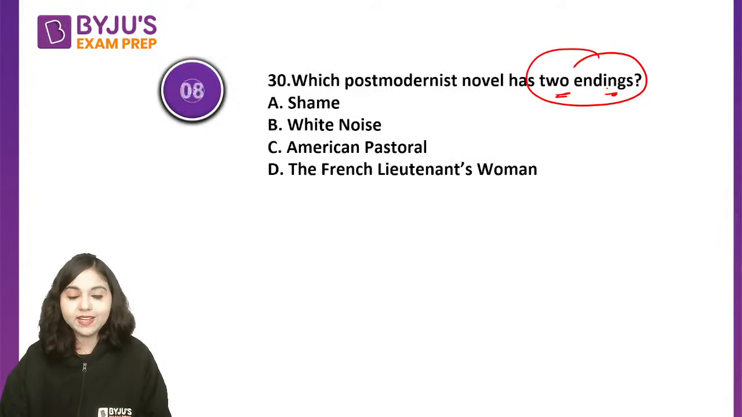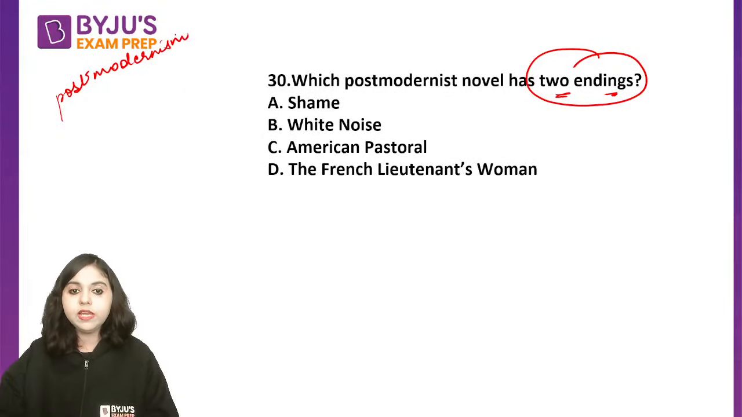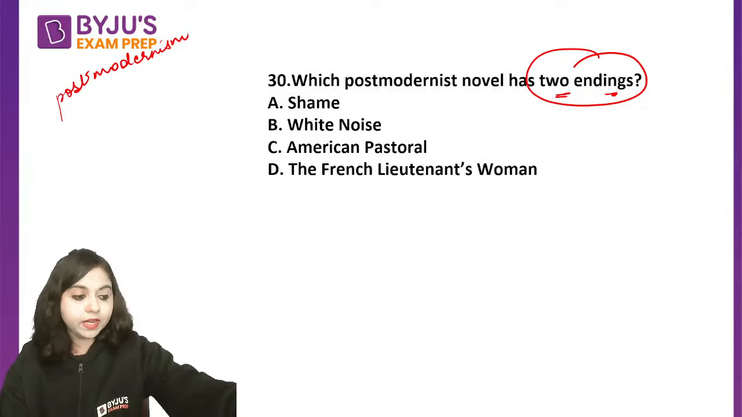There are two endings. Postmodern literature, instances of postmodernism, features of postmodernism, theories of postmodernism. They're all equally important for all of you. What is the correct answer here? There are two endings.